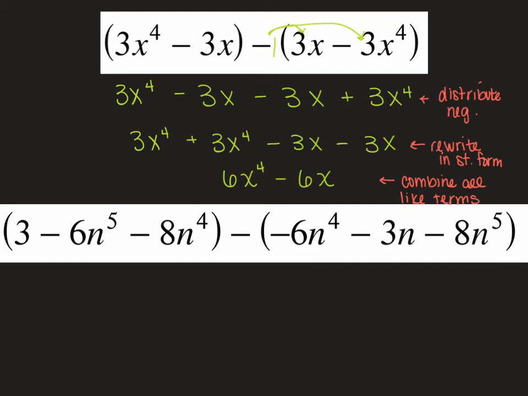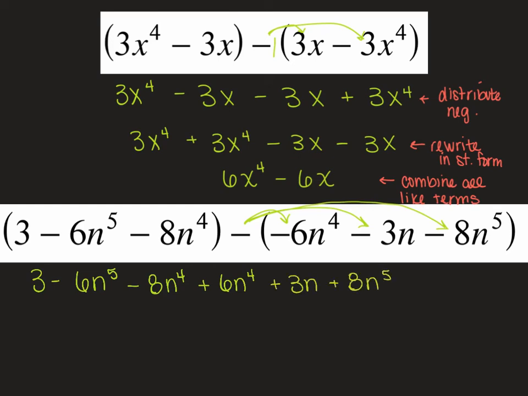So I'm going to rewrite. So I have 3 minus 6n to the 5th minus 8n to the 4th. And then I'm going to distribute my minus sign. So when I'm working on this, it's going to be changing all of the signs of all of the terms on the inside. So this is going to become a plus 6n to the 4th, plus 3n, and then plus 8n to the 5th. So that was me distributing my negative.